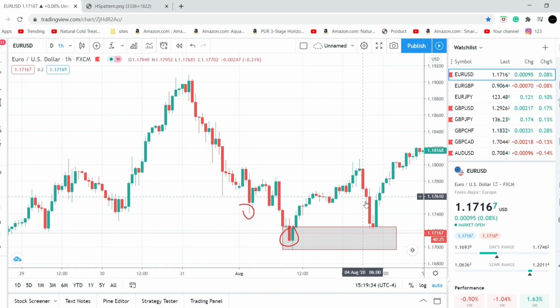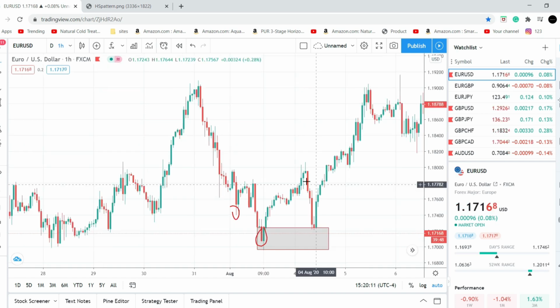So as soon as price gets to the zone, you are filled and you are in the market. There are different ways you can do it. If you are a beginner, it's probably best for you to wait for confirmation. So let's talk about targets.